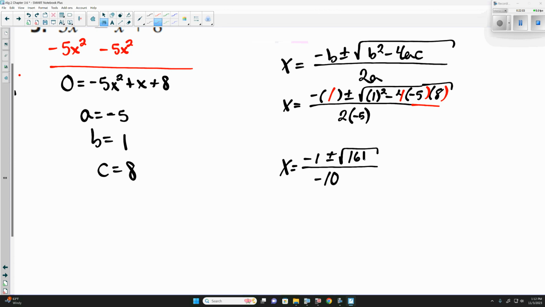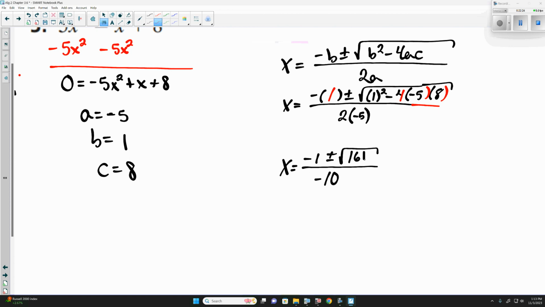So sometimes, again, especially on this here for the test, I would write it out each step. That way, I'll see that it's a calculator error, not an actual solving error. So the square root of 161 does not simplify.